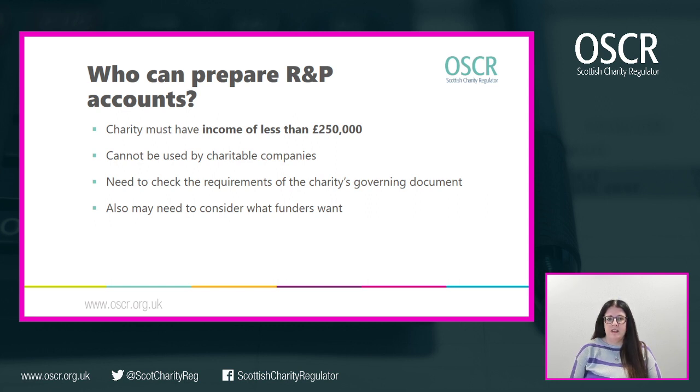So if your charity has income of less than £250,000 and you're not a charitable company, then potentially you're eligible to prepare receipts and payments accounts. However, you should also check the requirements of your charity's governing document to see if it specifies anything about the form of accounts that should be prepared. If your governing document refers to accrued accounts being prepared or true and fair accounts being prepared, that means you have to prepare accrued accounts and you cannot do receipts and payments accounts.